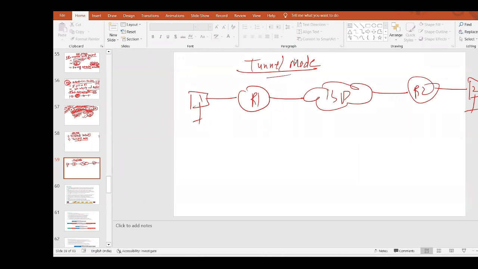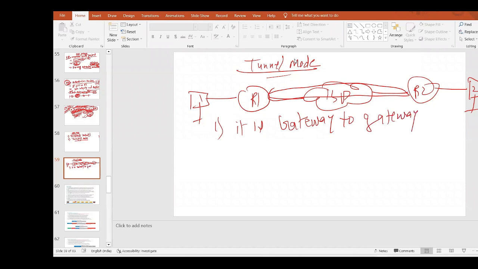But what is tunnel mode? Tunnel mode is actually a gateway to gateway VPN. Okay, why is it? So this is actually a gateway to gateway VPN. Why? I will explain why. Okay, gateway to gateway VPN.